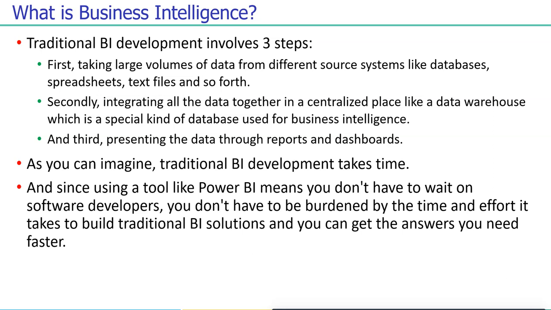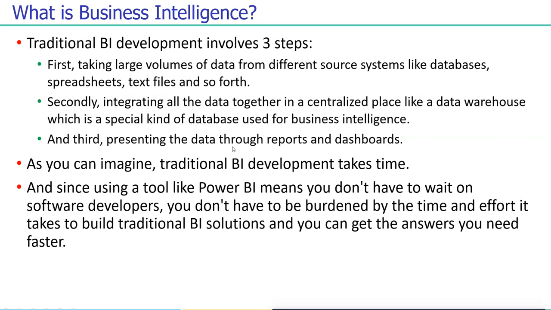In traditional business intelligence, there are three steps involved. The first thing is you can have large volumes of data from different sources. You can have data from various sources like databases, spreadsheets, text files, and some other kinds of data. And then you need to integrate all this data together in a centralized place. We call that a data warehouse. A data warehouse means a separate database which is storing your data. And then you can get insight from the data. You can write queries to get insight from the data. And then you have to present the data through reports and dashboards.